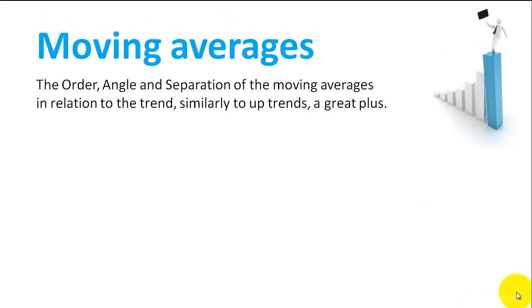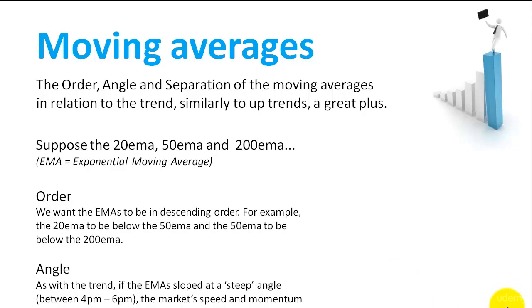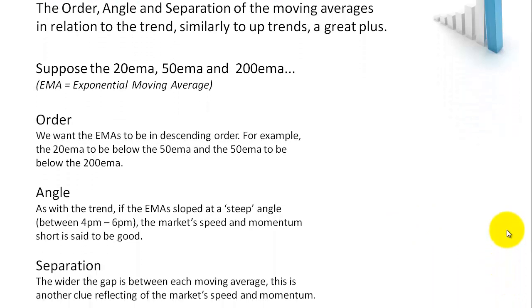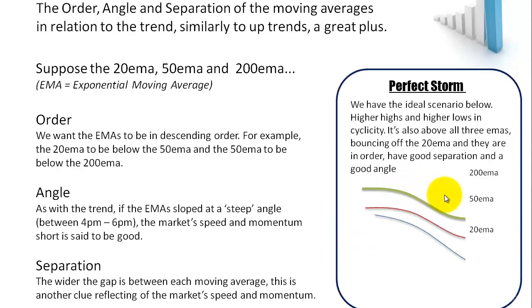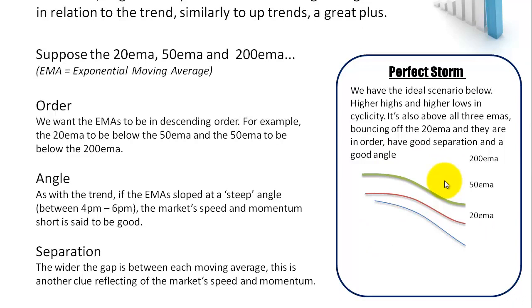So again, with moving averages, we do use them for the order angle of separation for the downward cyclicity, just like we do with bullish cyclicity. And of course, we look at the order angle of separation again. Supposing we've got the 20 below the 50 and the 50 below the 200, that would be a very good order of them. It's a sign that the shorter term sellers are controlling the shorter term bulls, and the medium term with the 50, and of course the 200.